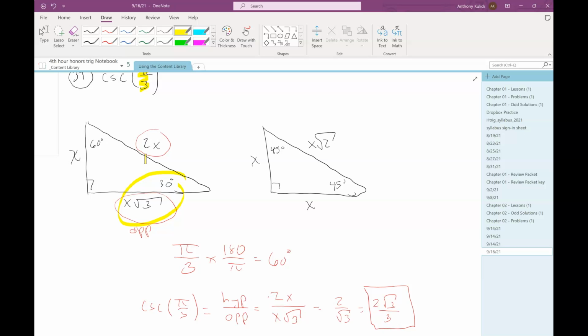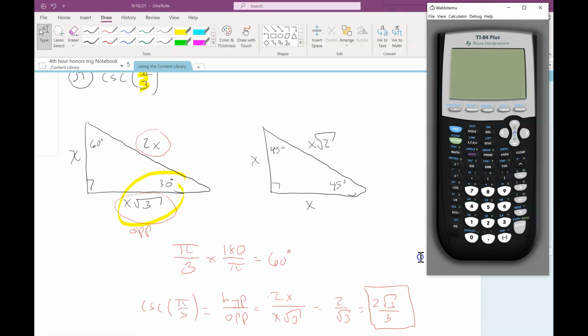Amy? Just one more thing. For example, for number 37 and 38, when you're plugging that into the calculator, do you put either sine, cosine, or tangent minus 1? Is that what it was? So yeah, let's talk about this.